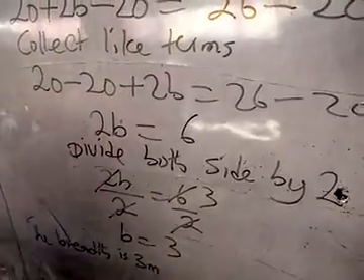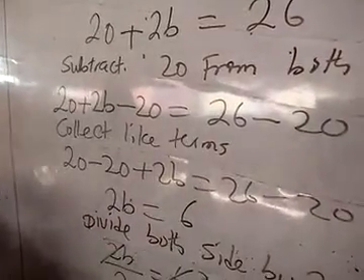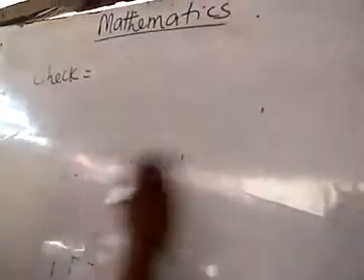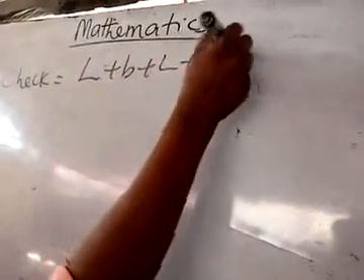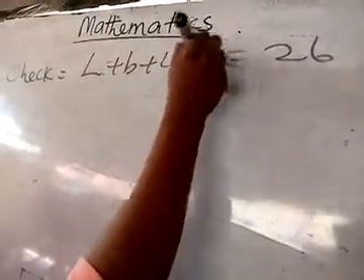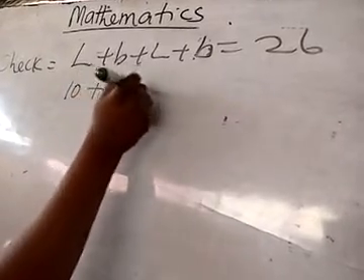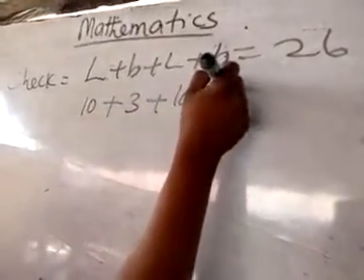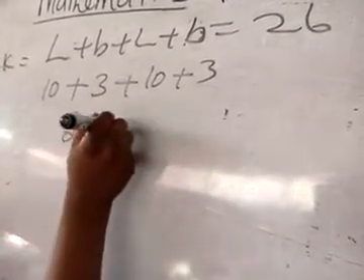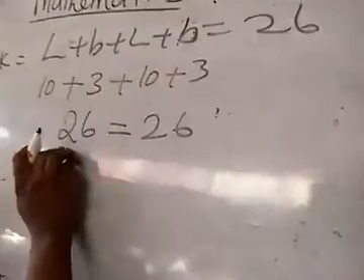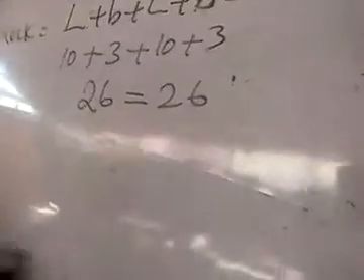Breadth is 3 meters. Now let's check if our solution is true or false. Check. You know that the perimeter is L plus B plus L plus B is equals to 26. So our L is 10 plus our breadth is 3 plus 10 plus 3. So let's add this. When you add this, you have 26. So 26 is equal to 26. At the left hand side, you have 26. At the right hand side, you have 26. So the solution is true.